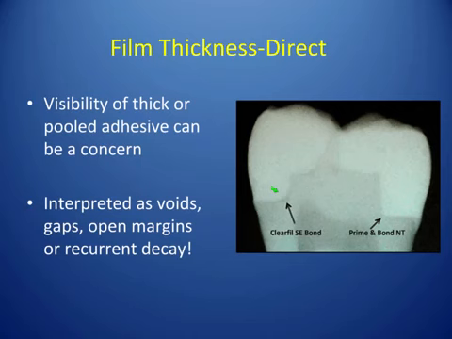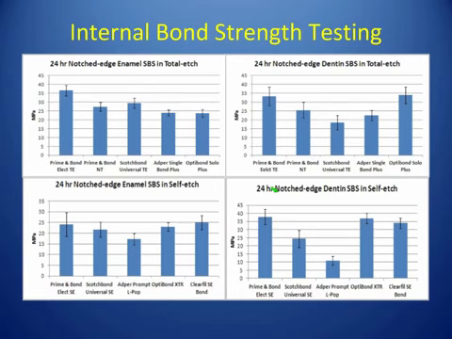We have some really nice test data to show the consistent bond strengths you get with Prime and Bond Elect, whether you use it in total etch or self-etch modes, and whether you're attempting to bond to either enamel or to dentin. So the consistency of this product across substrate is excellent.